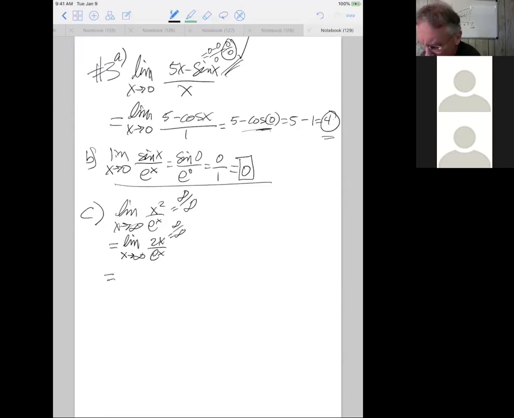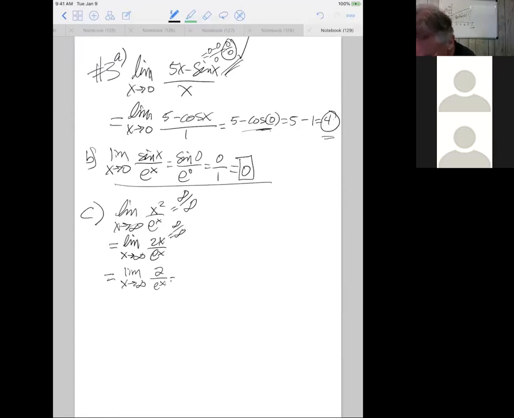And that's equal to the limit as x goes to infinity of 2 over, it's the derivative of the top over the derivative of the bottom. That gives us 2 over infinity. This time we don't get infinity on top. We got 2 on top.